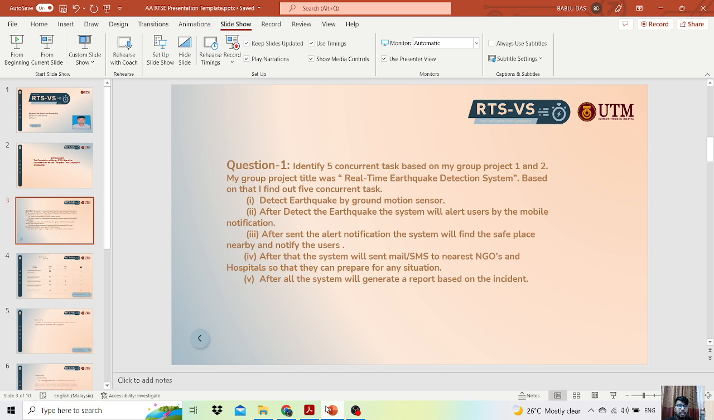After that, the system finds the safest place nearby and notifies the users. The fourth concurrent task is that the system will send mail and SMS to the nearest NGOs and hospitals, because they are the ones who actually help people after an earthquake in any situation. And the fifth concurrent task is, after all, the system will generate a report on the incident, like what happened.